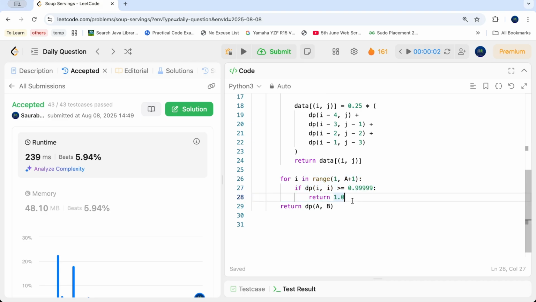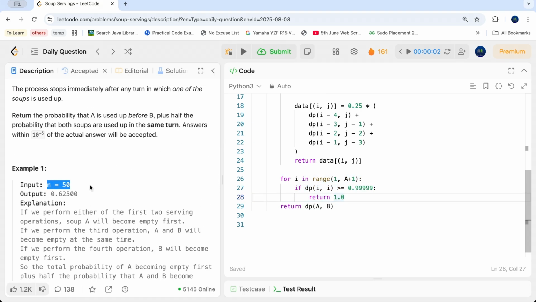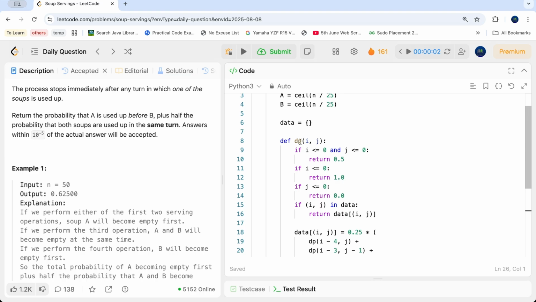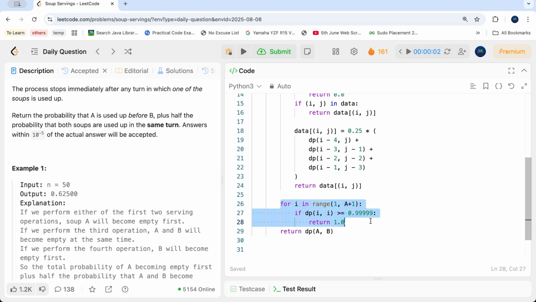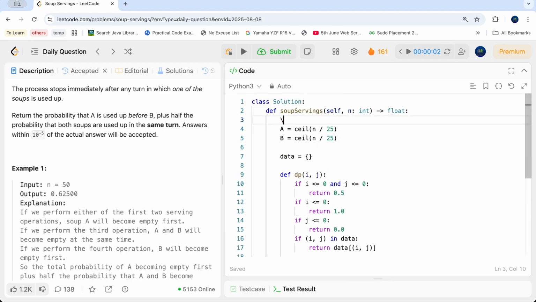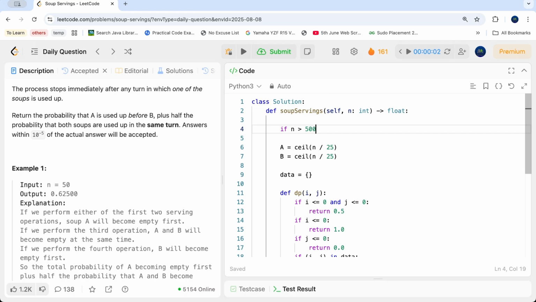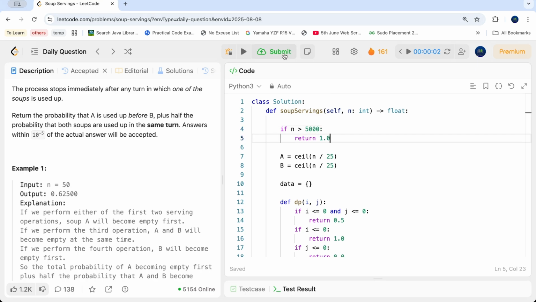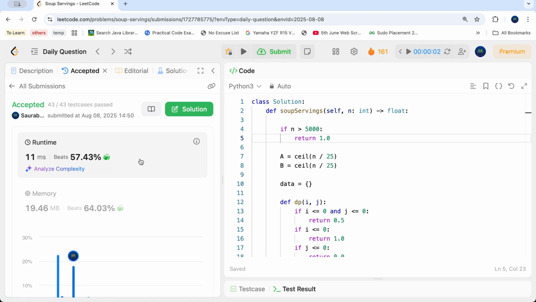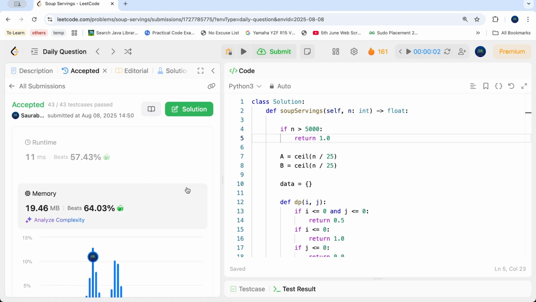And based on the calculations, what we have found is for the values where n is more than 5000, we always return 1. If the values are less than 5000, then we are doing the calculation using the dp function. But if the values are more than 5000, then we are returning 1. So what we can basically do is get rid of this for loop and have an initial call where we say that if the value of n is more than 5000, then directly return 1.0. If you submit this, you will find that this is actually a very efficient solution for this particular problem. You can see that the runtime has improved, the memory used has improved as well, right? So we have solved this particular problem in a very, very efficient manner.